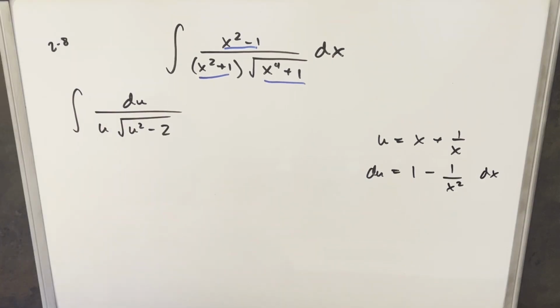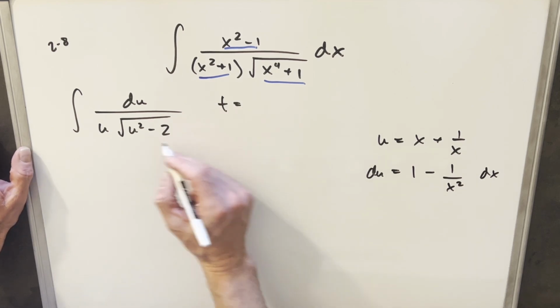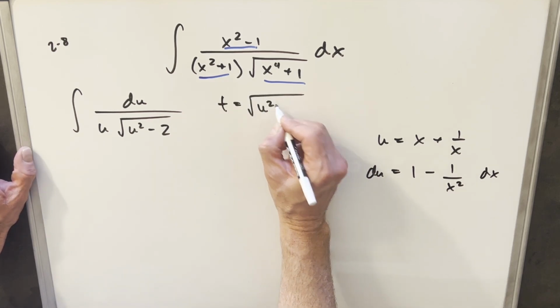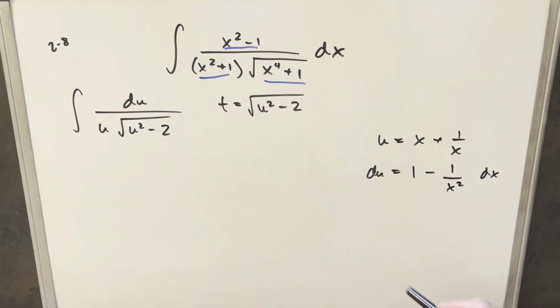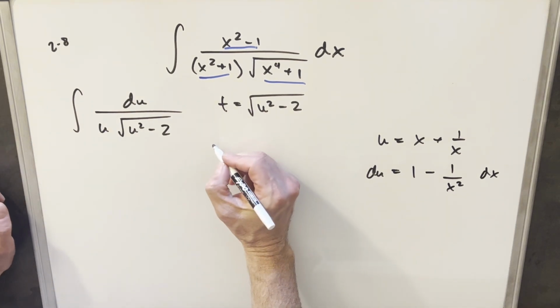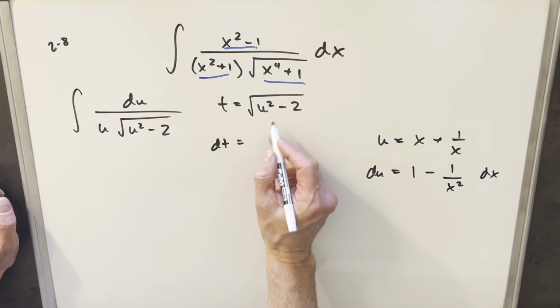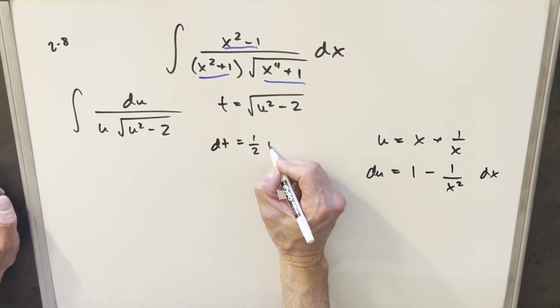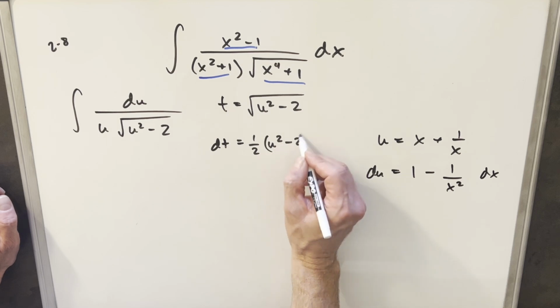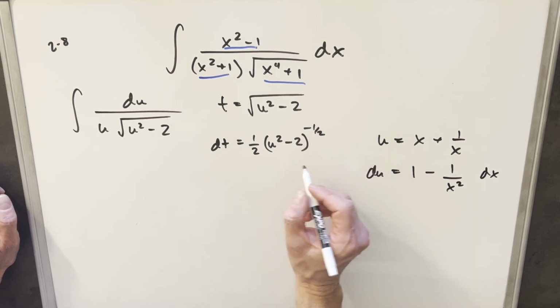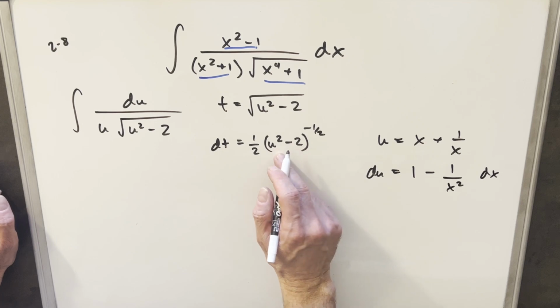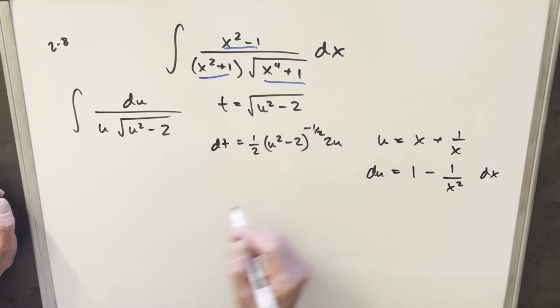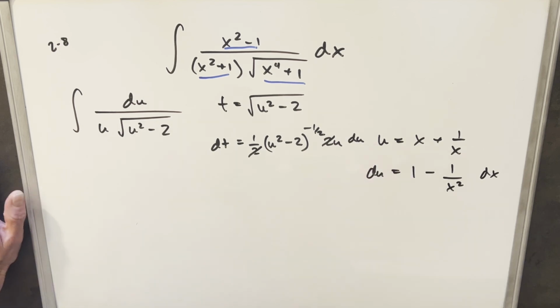Okay, from here we'll do our substitution. Actually, we already used u, so I'm going to do t. I'm going to set t equal to the radical expression, square root of u squared minus 2. From here, we'll take a derivative, so we'll end up with dt. Looking at it as a half power, we'll have 1/2 times u squared minus 2 to the minus 1/2. And then with chain rule, the derivative of the inside gives me 2u. The 2 is going to cancel with the 1/2. Don't forget a du right here.